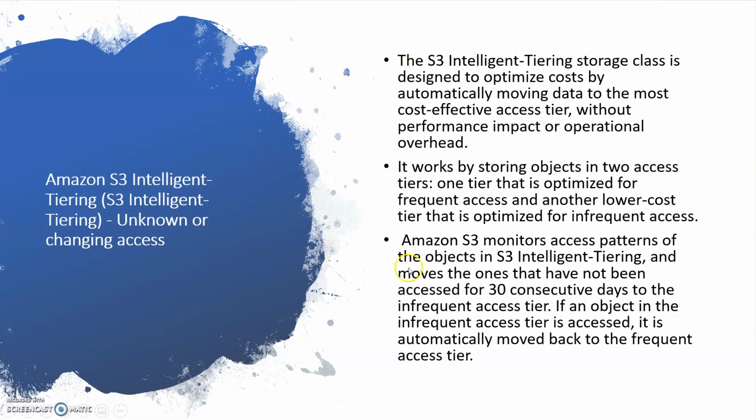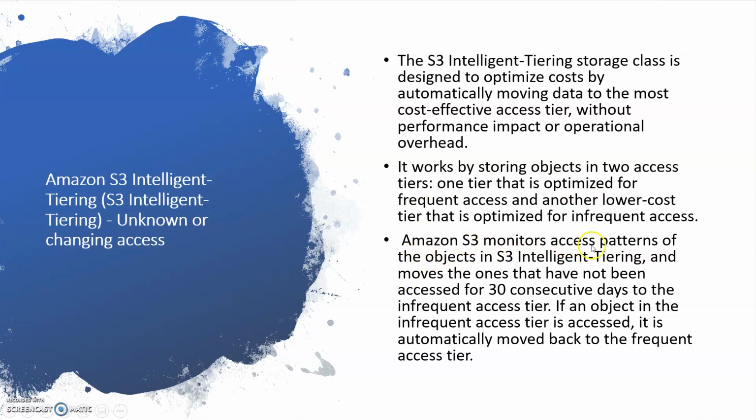Now I'm going to read some of the points. The S3 Intelligent-Tiering storage class is designed to optimize cost by automatically moving data to the most cost-effective access tiers without performance impact or operational overhead. It works by storing objects in two access tiers. One tier is optimized for frequent access, another is for infrequent access, and all the infrequently accessed data is put into the lower cost tier.